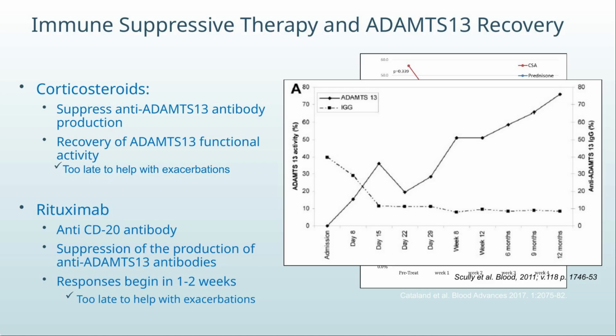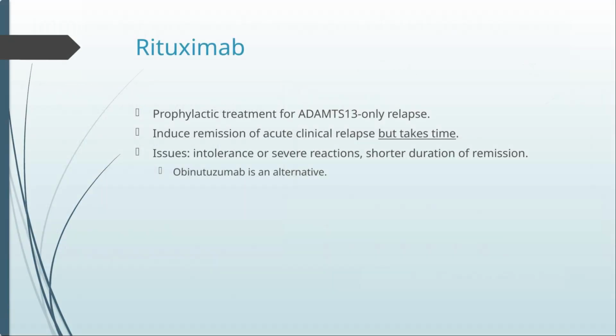So rituximab briefly works by suppressing, or clearing, the lymphocytes that produce the anti-ADAMTS13 antibody. Some issues with it are intolerance or severe reactions. And then over time, we can see that patients' duration of remission in their ADAMTS13 starts to wane. So obinutuzumab is an alternative, and there's going to be another talk on that later today by Dr. Metson. So I encourage everyone to go there.